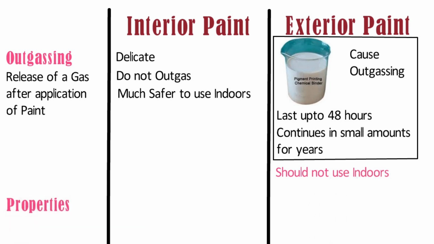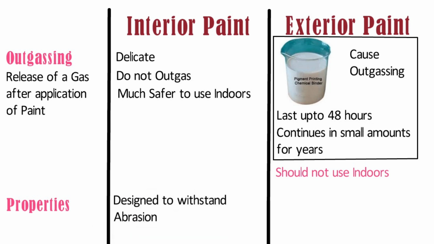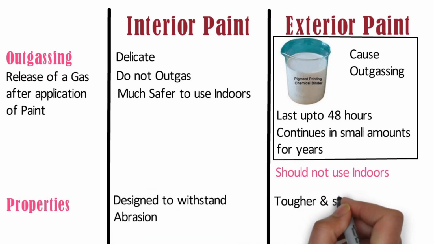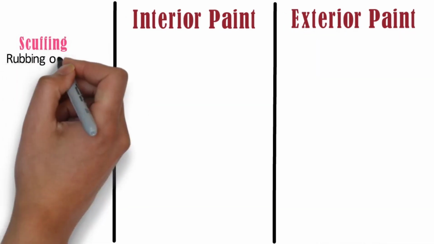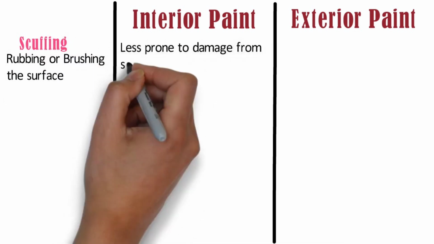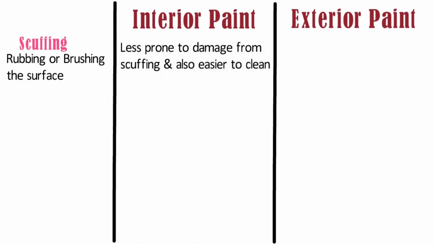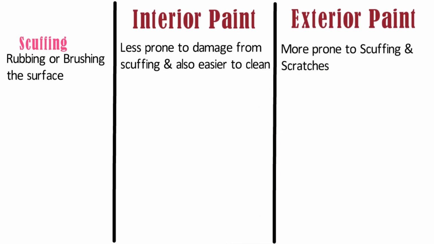Properties. Interior paint is designed to withstand abrasion, whereas exterior paint must be tougher and should be capable of resisting peeling and chipping. Scuffing. It means rubbing or brushing the surface. The resins used in interior paint are less prone to damage from scuffing and also easier to clean, whereas exterior paint is surprisingly more prone to scuffing and scratches.